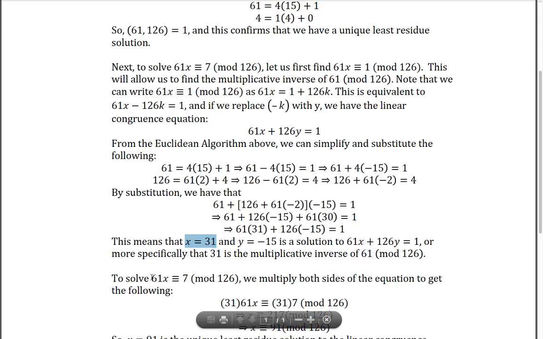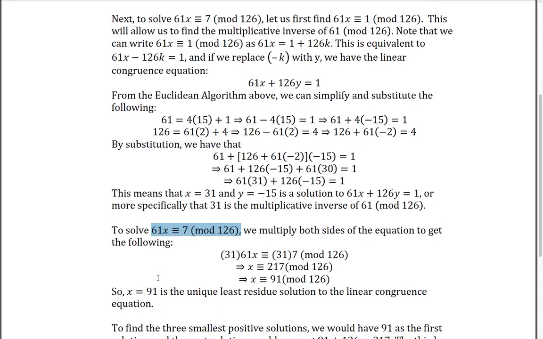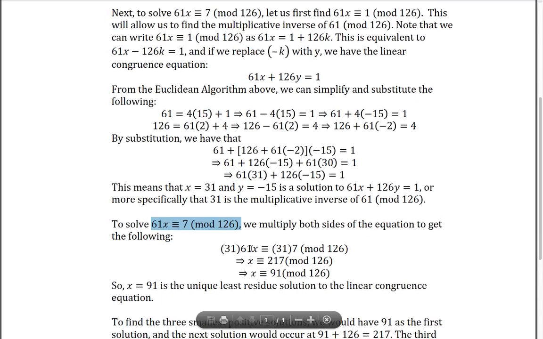So if we take 61x equals 7 mod 126, which is what we're really interested in, and multiply both sides by 31, since 31 is the multiplicative inverse, it will get rid of the 61 on the left side to produce just x down here. Multiplying both sides by 31 gets rid of that 61 because they are multiplicative inverses.